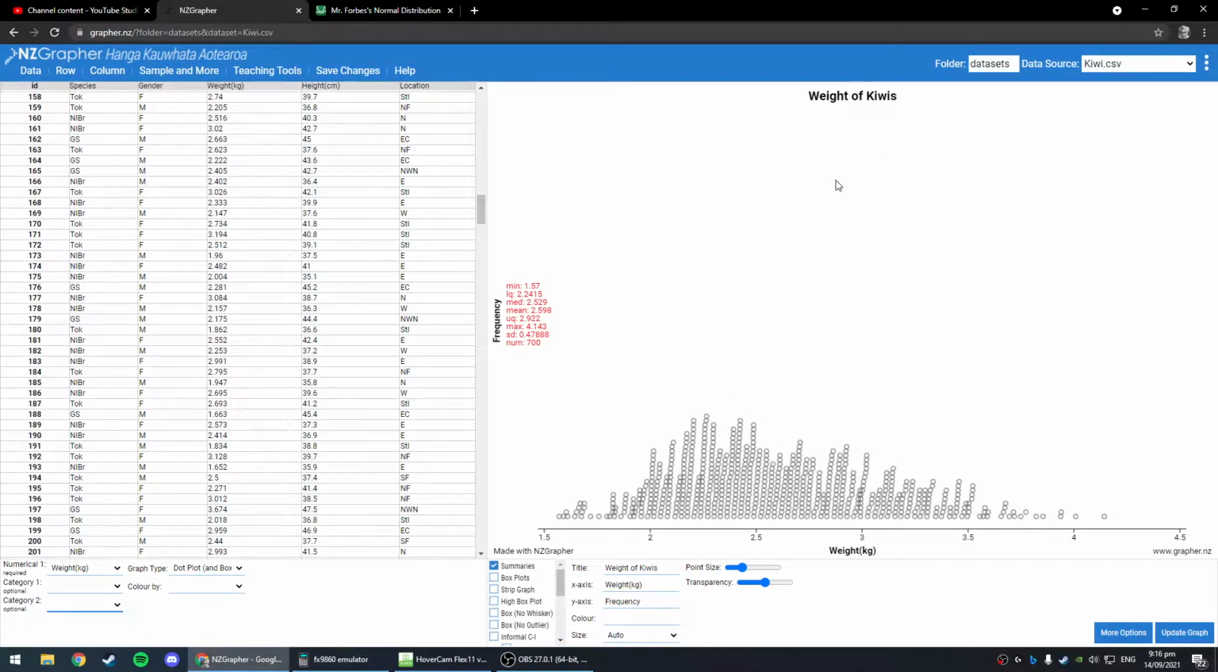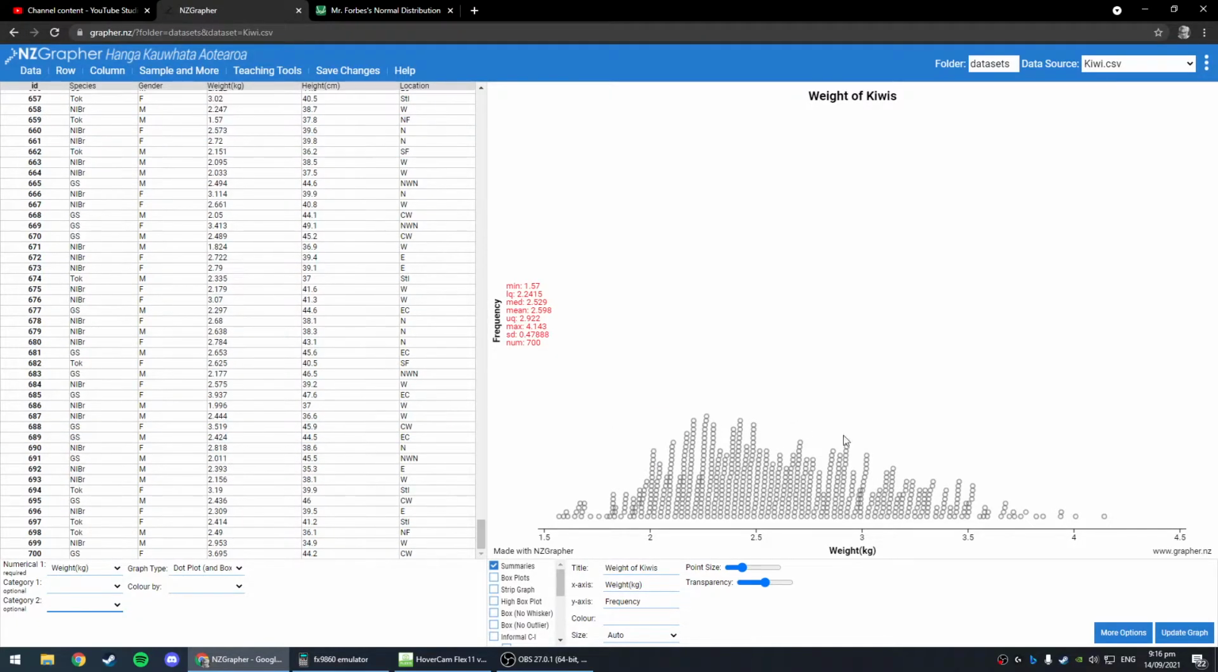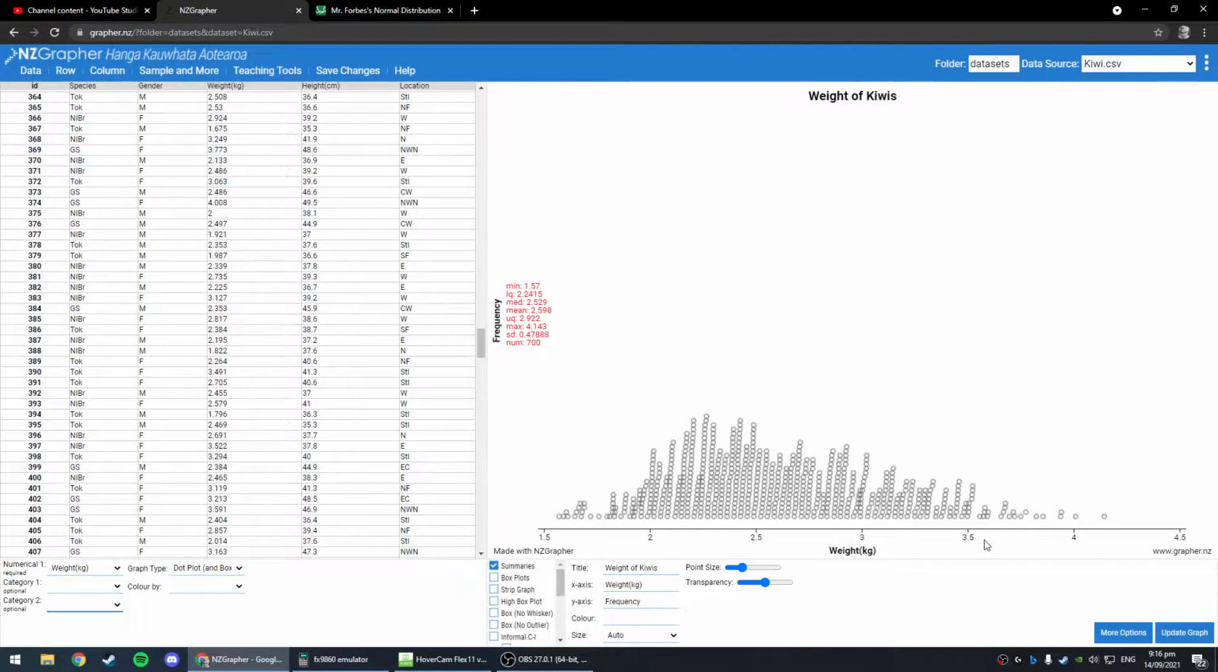So we've got the weight for kiwis here, and you can see that it has a mean of 2.598 kilograms and a standard deviation of 0.47888. Now, do you guys think that it would be appropriate to use a normal distribution to model the weight of kiwis? I think it doesn't really work, because remember we have to follow the rules.